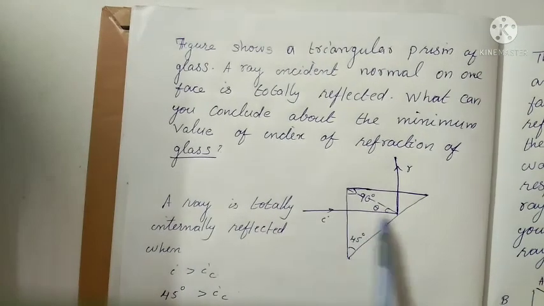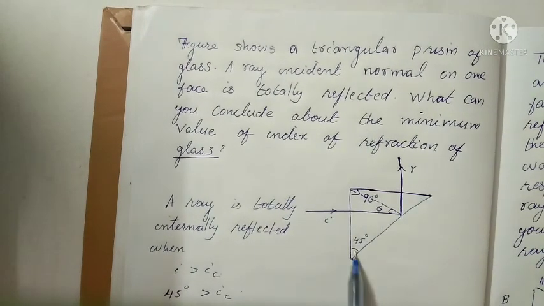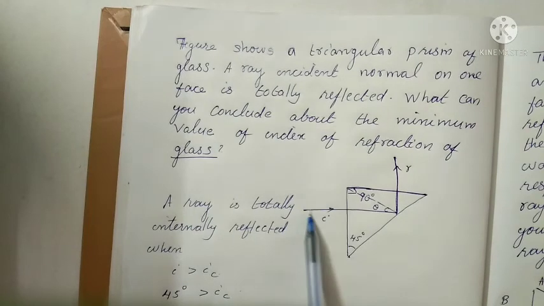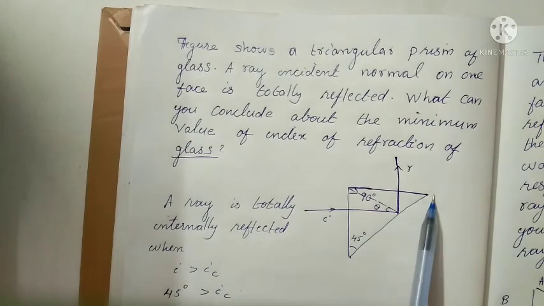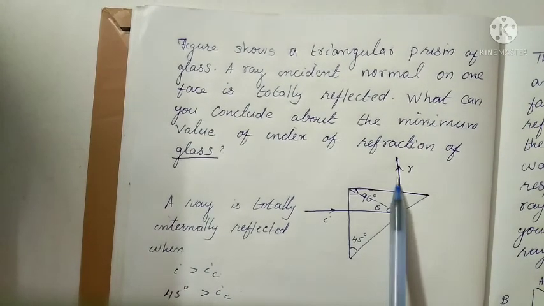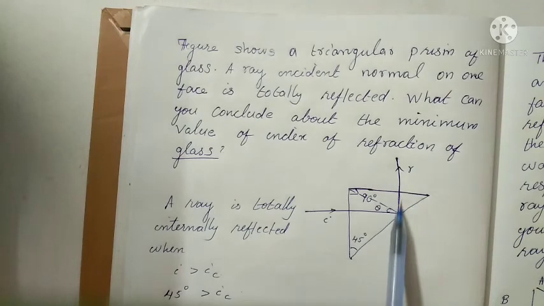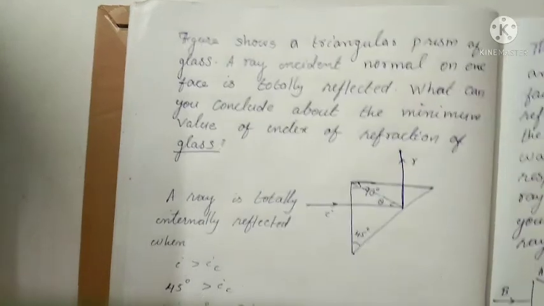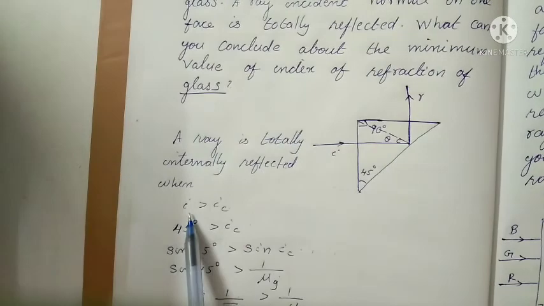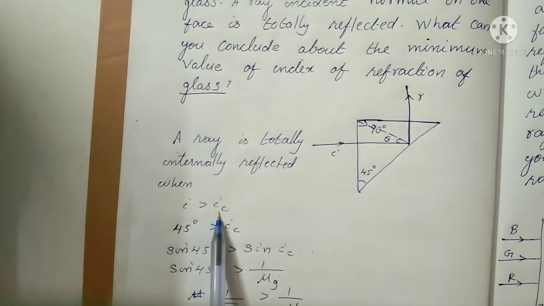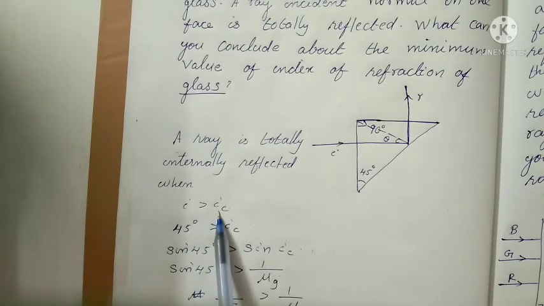The figure is given in the question. It is a triangular prism of glass. A ray incident normal to one face is totally reflected. So for total internal reflection, what is the condition? The angle of incidence must be greater than the critical angle.